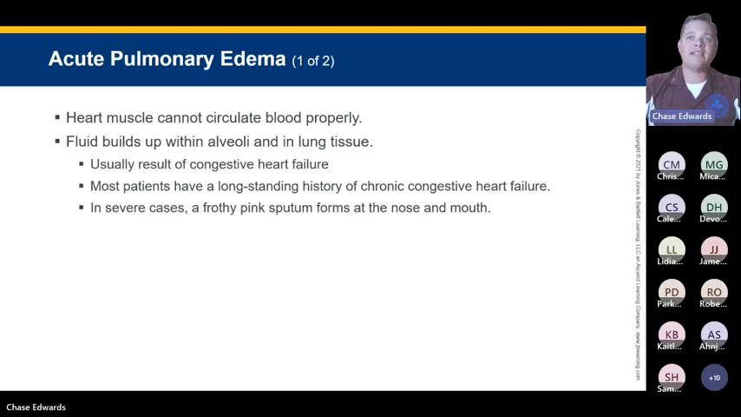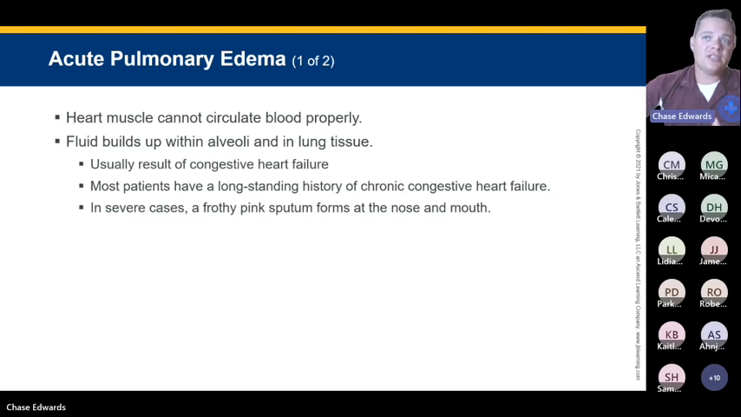All right, acute pulmonary edema. The left side of the heart cannot remove blood from the lung as fast as the right side delivers it in acute pulmonary edema. Fluid then builds up within the alveoli and in the lung tissue. It usually results from congestive heart failure, CHF.